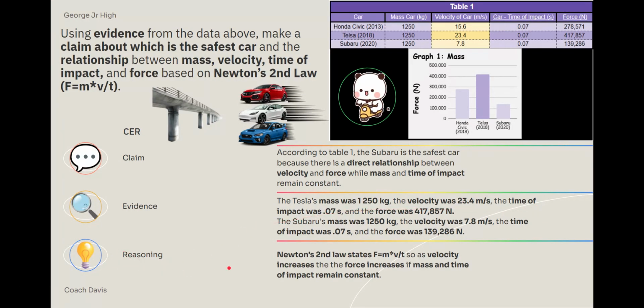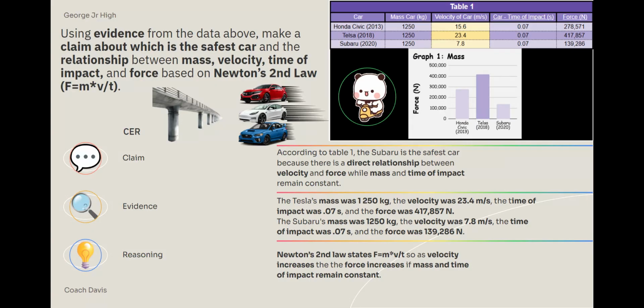All right. Reasoning. Time to sum it all up. Newton's second law states force equals mass times velocity over time. So as velocity increases, the force increases if the mass and time of impact remain constant. Just a reminder, check this out. I just pretended like all these cars weighed exactly the same for this scenario. Time of impact, the crashes were all the same hitting this thing, so we would call that constant. All right, make sure that you're using the word constant rather than saying it stayed the same. You sound smarter, and that's the correct way to say it in science class.